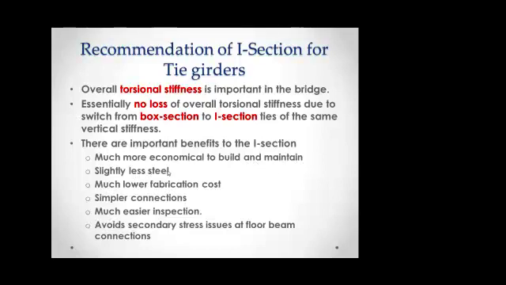Slightly less steel can be achieved, much lower fabrication cost and simpler connections, much easier inspection, and it avoids secondary stress issues at the floor beam connections. So these are the advantages if you use the I section for the tie girder. I'm speaking for the tie girder.